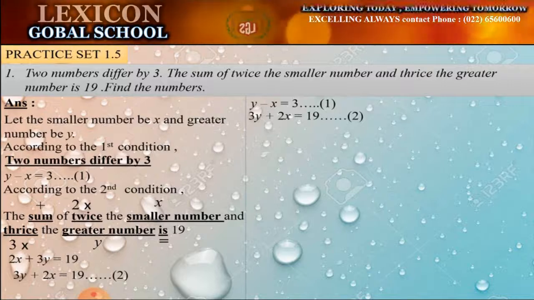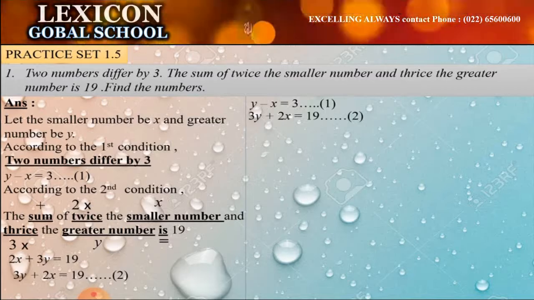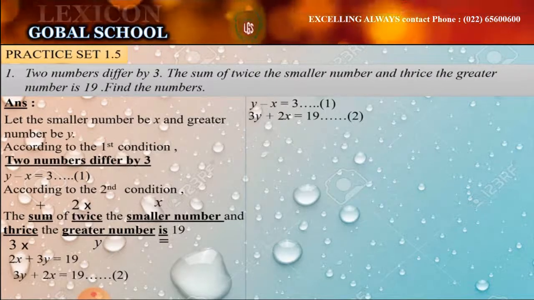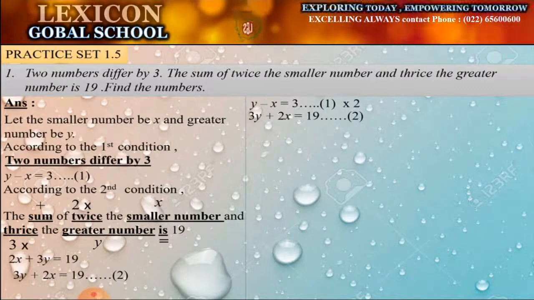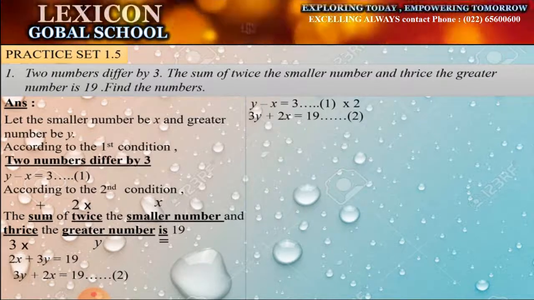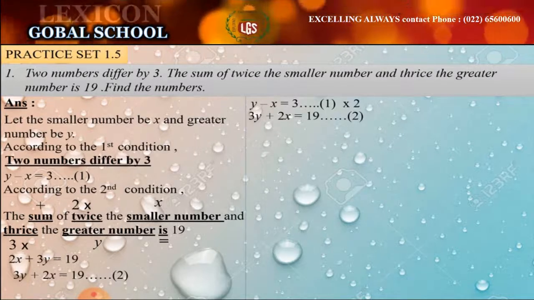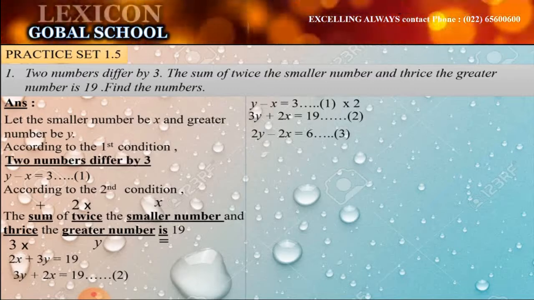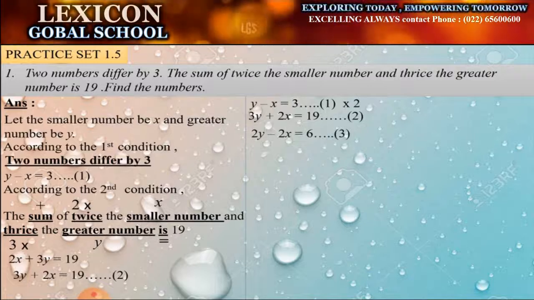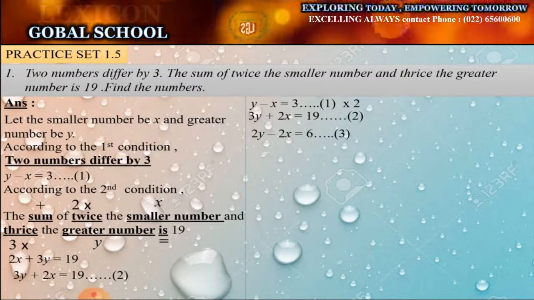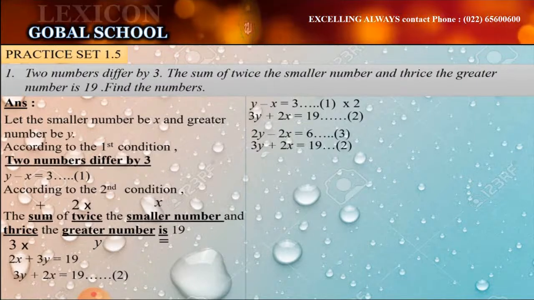Now x is having two opposite signs but the coefficient is not the same. So we need to make the coefficients the same. Therefore, we are multiplying equation 1 by 2. When you multiply equation 1 by 2, you get a third equation. A new equation has been derived. That means 2y minus 2x is equal to 2 threes are 6. That is our equation 3. Whereas our equation 2 remains the same: 3y plus 2x is equal to 19.